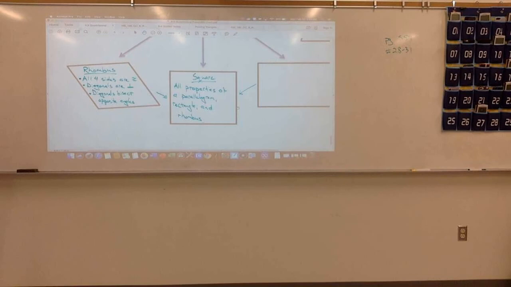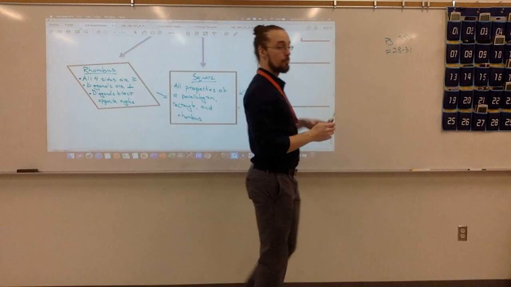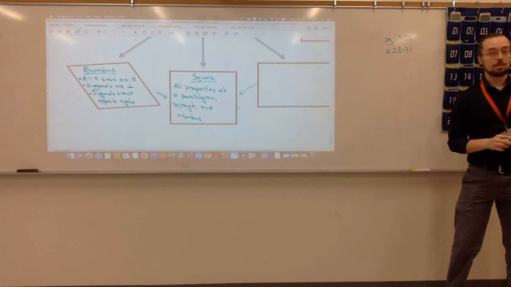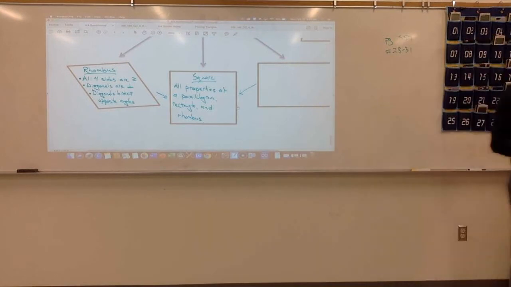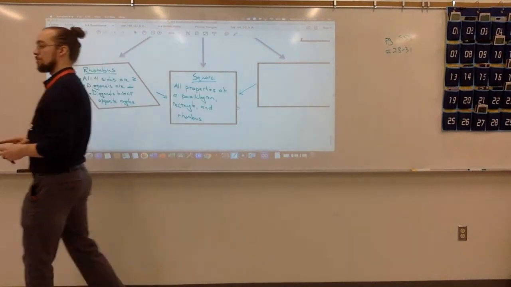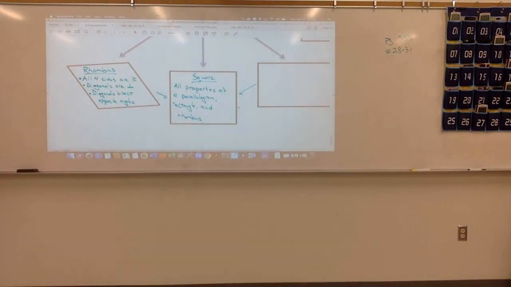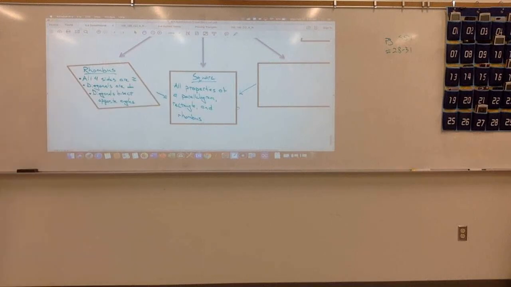Okay, so a square has all 4 sides the same. The diagonals are perpendicular. Diagonals bisect opposite angles, and it has our properties of a rectangle, which we said were 4 right angles, and the diagonals are congruent. So our new properties for a rhombus: all 4 sides are the same, diagonals are perpendicular, and the diagonals bisect opposite angles, all applied to a square. So a square has quite a few special properties. Questions so far?